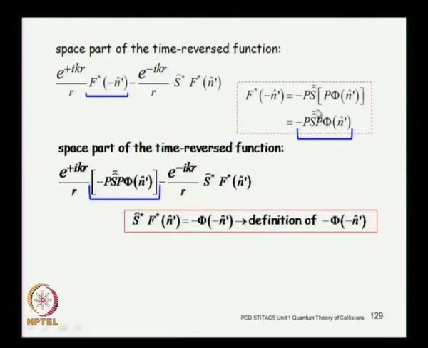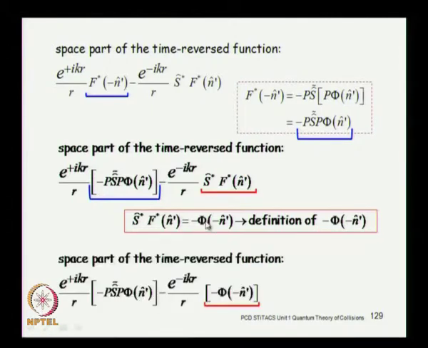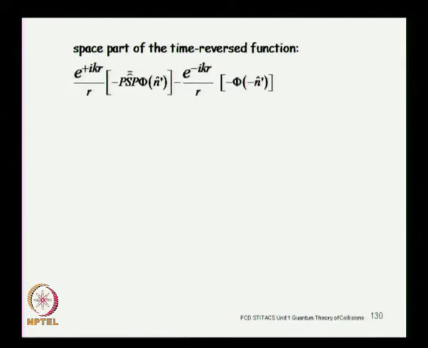Good. Now what about this? S star f star operating on n prime, using the definition, we already have this result, which is minus phi with an argument minus n prime. Okay, this is the original definition of the function phi. So using this definition we can replace this term in terms of phi. So replacing this term S star operating on f star using the definition of phi, we replace this term by minus phi minus n prime. And what is this? This is the space part of the time reversed function. Okay. So the space part of the time reversed function is now written in terms of the function phi.